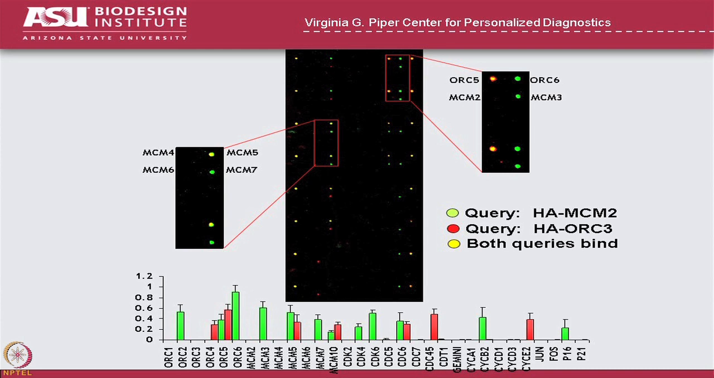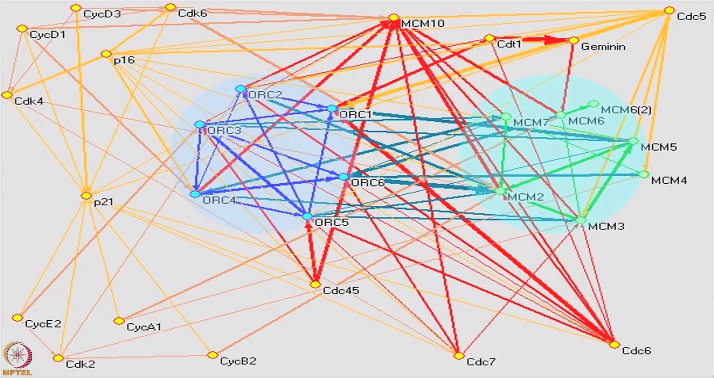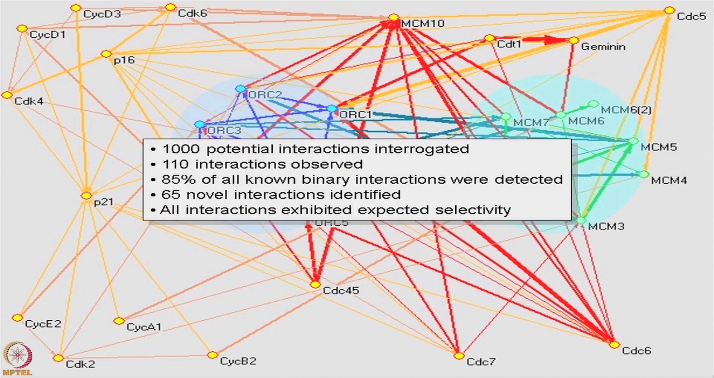So every other protein on the array is sort of a negative control, right? And you can merge the two images if you wanted to, and even use that to build an interaction map for all the proteins in the complex with all the other proteins. And that's effectively what we did. We queried over 1,000 possible interactions. We identified 110 of them, including many new ones, using this general approach. So you can use this to look at protein-protein interactions.